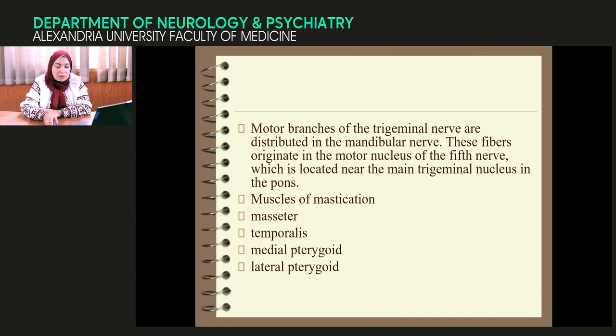How to test? Simply, if I need to examine masseter and temporalis, I put my index finger over the temporalis and my thumb over the masseter, and ask the patient to clench the teeth, then release and clench again. I can feel the bulk of the muscle and how it contracts, the temporalis and the masseter. Regarding the medial and lateral pterygoid, there is side to side movement of the jaw. Okay.